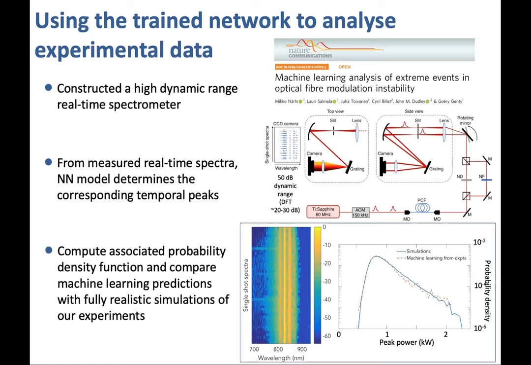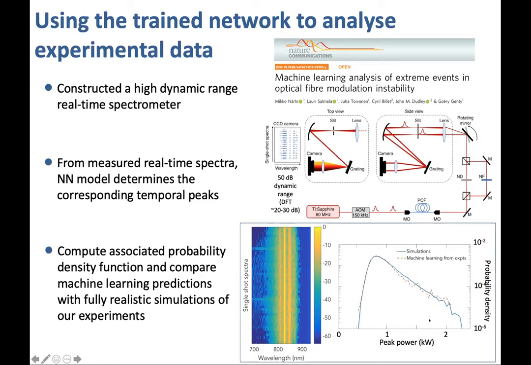So we went to the lab and measured the real-time spectra, with a high dynamic range, of modulation instability generated in an optical fiber. And then we fed these measured real-time spectra to the neural network model, which was trained from numerical simulations. And then we asked the neural network to determine the temporal peaks in the time domain. And from that, we were able to compute the associated probability density function.